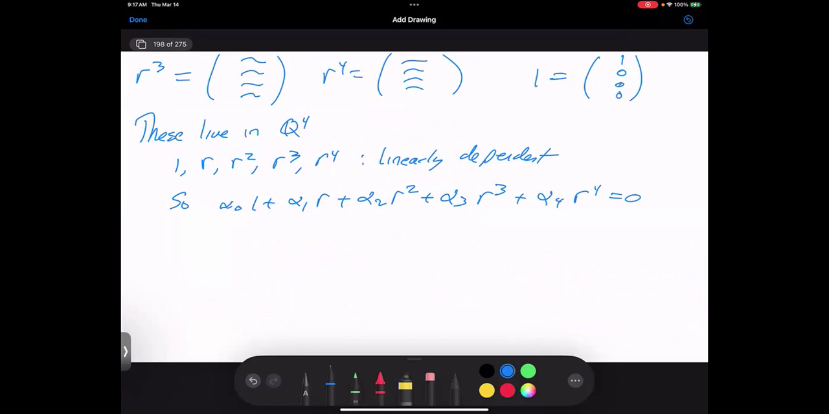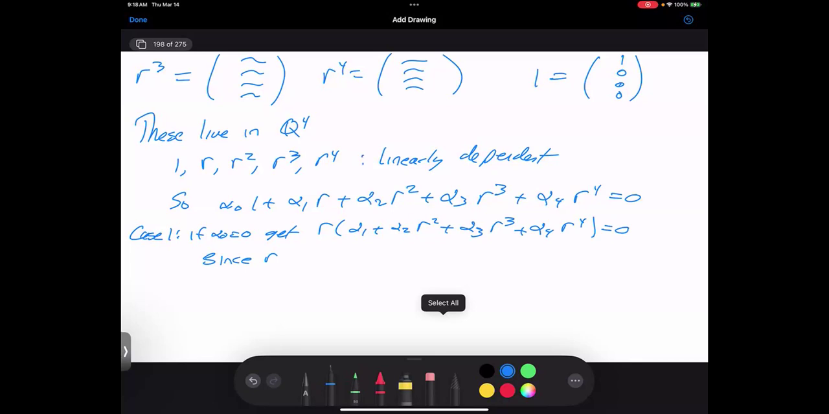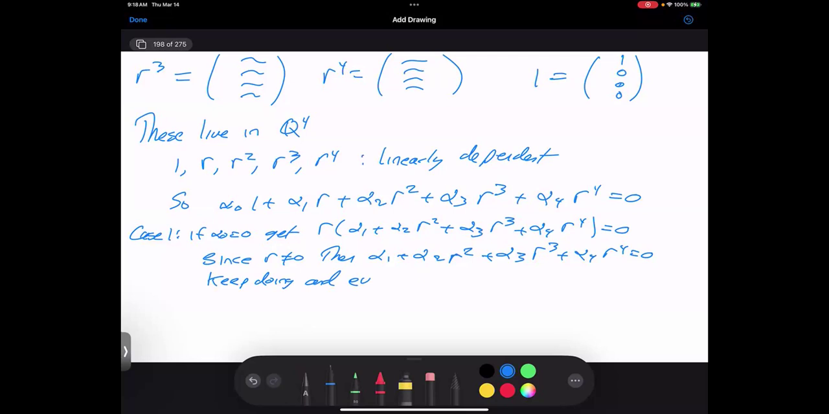Well, if alpha 0 is 0, so case 1, if alpha 0 equals 0, then we would get maybe r times alpha 1 plus alpha 2 r squared plus alpha 3 r cubed plus alpha 4 r to the fourth equals 0. And then since r is not 0, then we would get alpha 1 plus alpha 2 r squared plus alpha 3 r cubed plus alpha 4 r to the fourth equals 0. And we can keep doing this, and eventually we'll get a polynomial with r as its root.